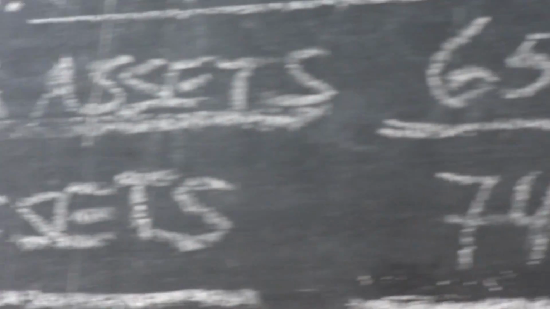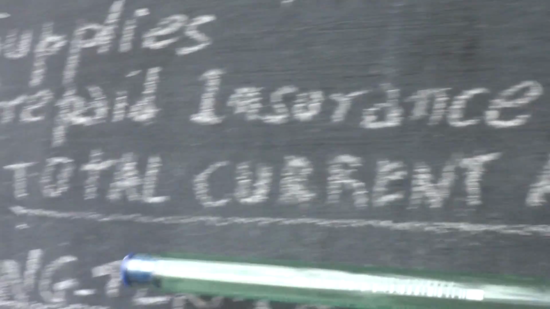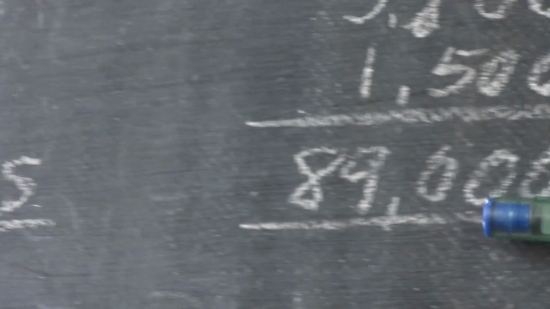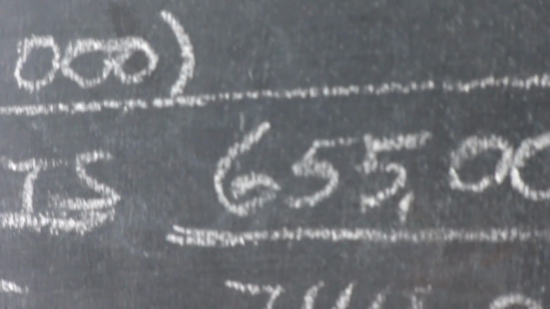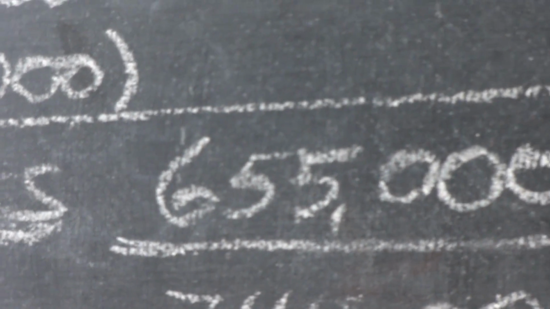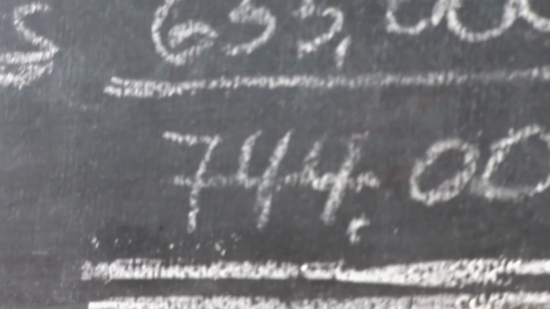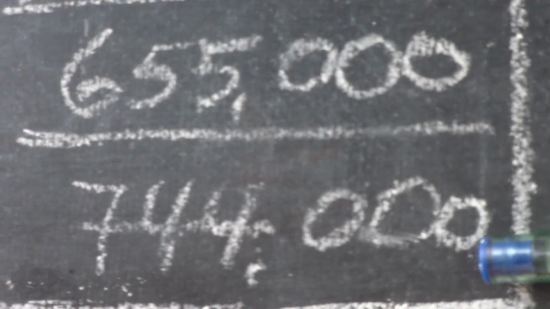Then we have total assets. Total assets is the sum of total current assets by $89,000 plus total long-term assets by $655,000. The sum gives $744,000.